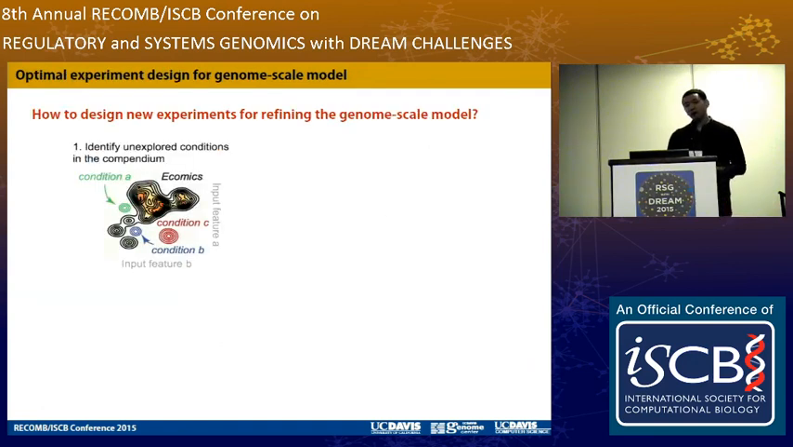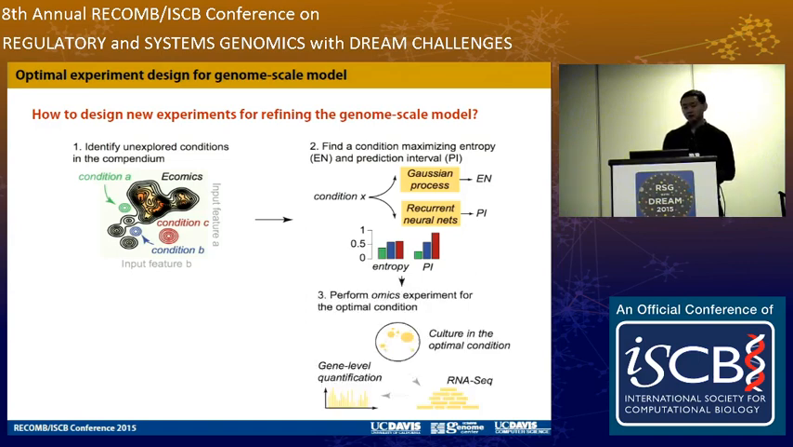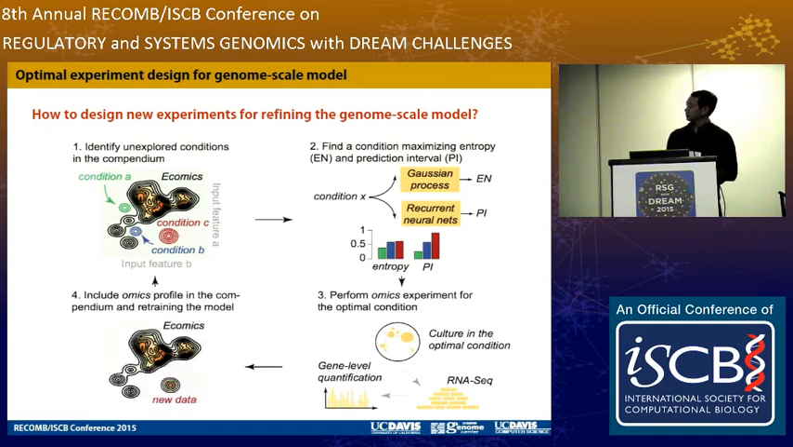And we next ask how we are going to improve this model, how we are going to decide what experiments we need to do. In order to answer that question, we devised an optimal experiment design method, and the way it works is as follows. First, we identify unexplored conditions in the compendium, and then we find the condition that maximizes entropy and prediction interval. In other words, we find the condition with the highest uncertainty, and then we do RNA-seq profiling for that condition. And then we include the data with normalization in the compendium, and we train the model to improve the model performance.